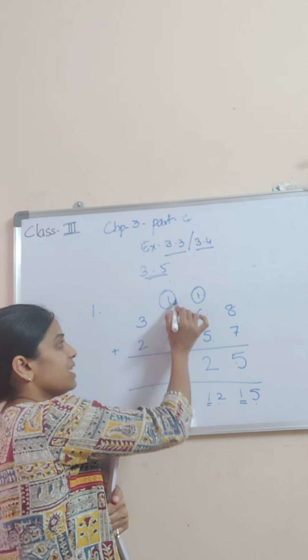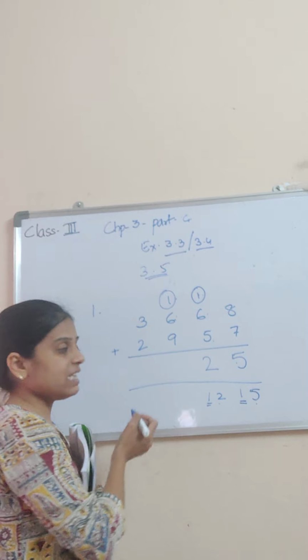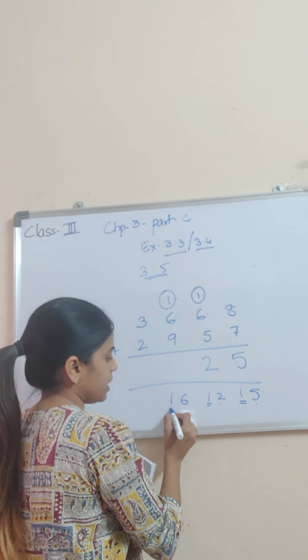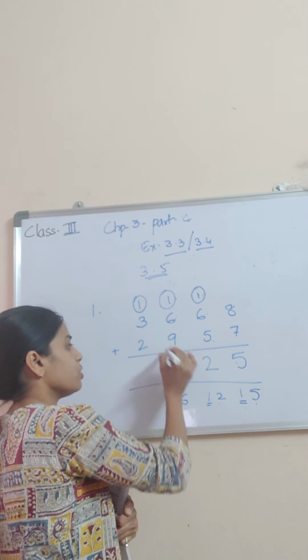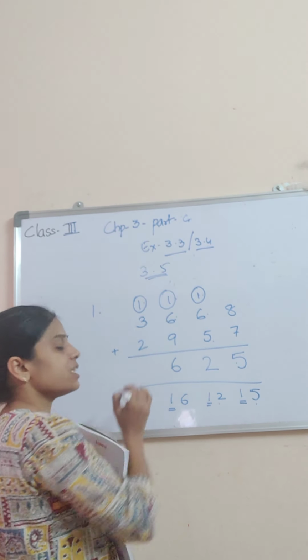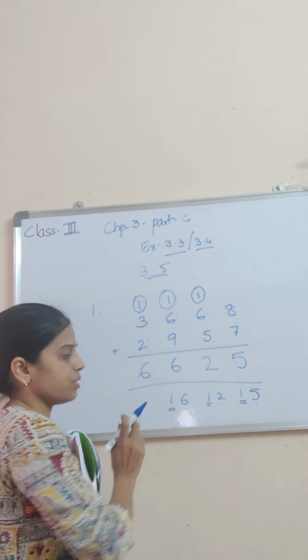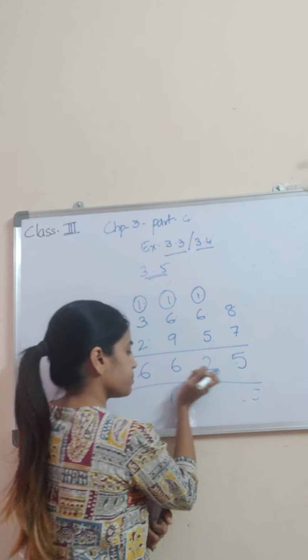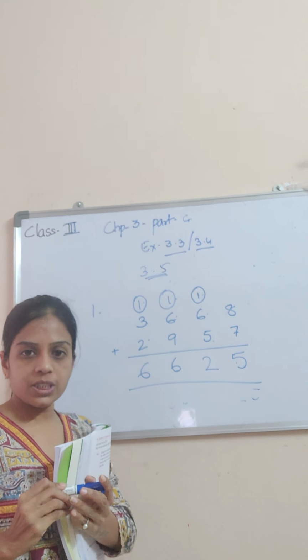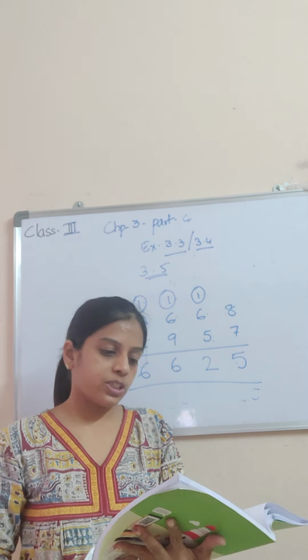Okay, now 1 and 6 is 7. 7 and 9 is 16. So again we got 16. 1 we will carry here and 6 we will write here. Next, 1 and 3 is 4. 4 and 2 is 6. So write down 6 here and rub off this. Okay children, did you get it? Okay, so these notes also I'm going to send you.